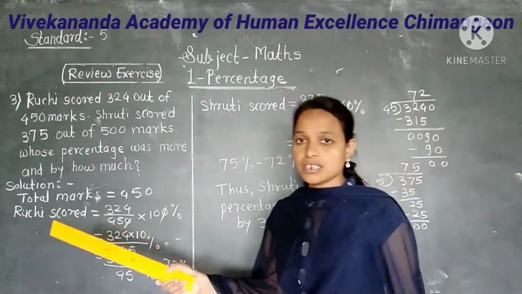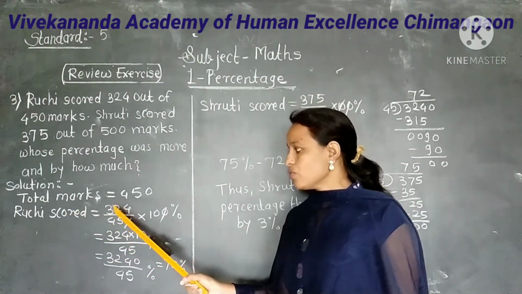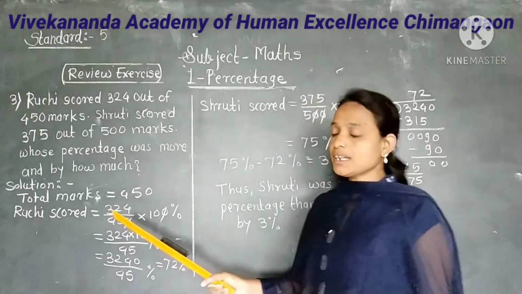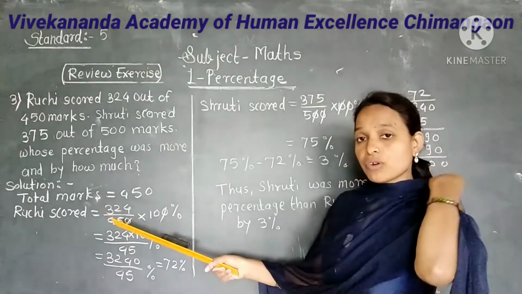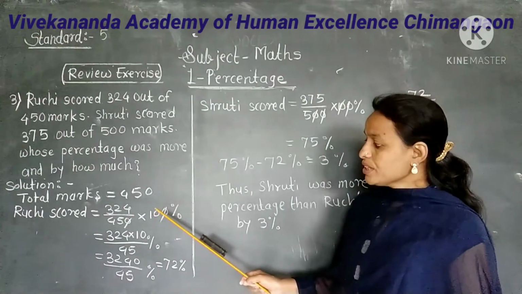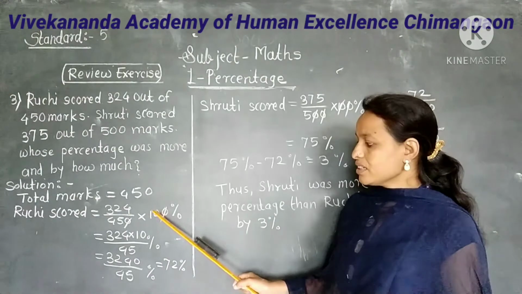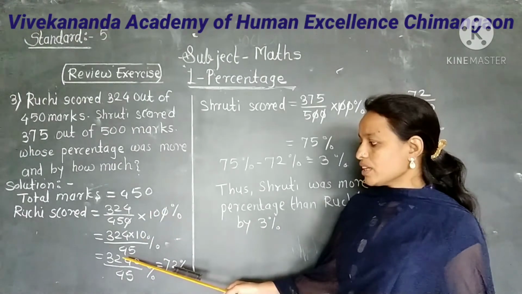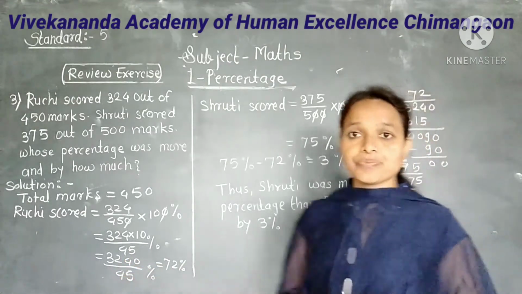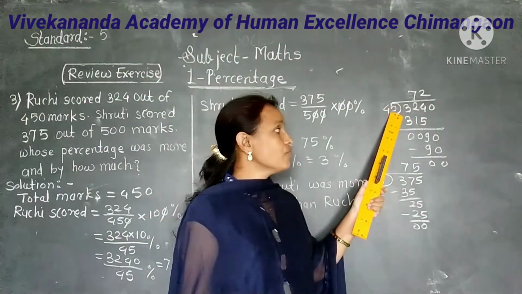So first we find Ruchi's percentage. So Ruchi scored 324 marks out of 450. So to find percentage, we multiply 324 upon 450 by 100%. So here 0 gets cancelled. We multiply 324 by 10. So we get 3240 and we have to divide 3240 by 45. So see student, here we divide 3240 by 45.